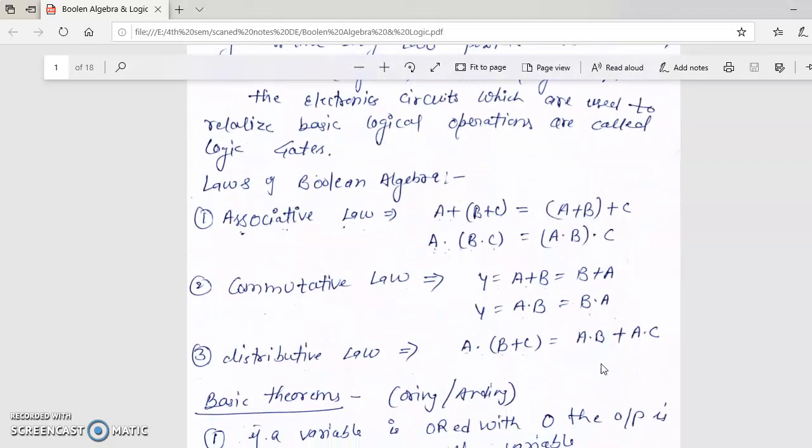Second one is commutative law. What is this? Y equal to A plus B, then we can also write it as equivalent to B plus A. In the form of product, A dot B is equivalent to B dot A. Okay. Next law is distributive law. What is this? A dot bracket B plus C is equivalent to A dot B plus A dot C. These are basic laws of Boolean algebra: associative law, commutative law and distributive law.